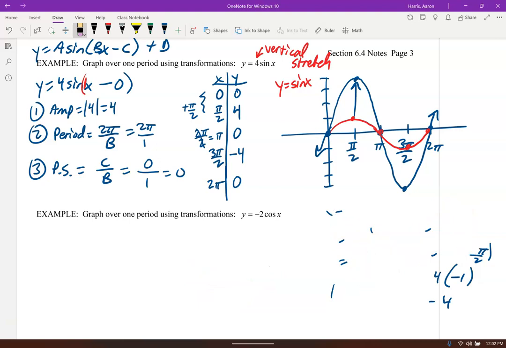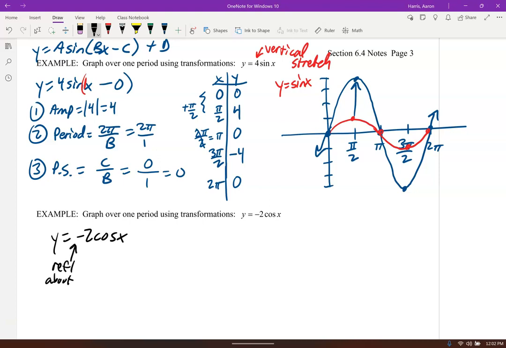let me go ahead and erase this a little bit. Get a little room here. The negative is going to reflect the cosine function about the x-axis, and because the absolute value of negative 2 is bigger than 1, it's going to also stretch it out.